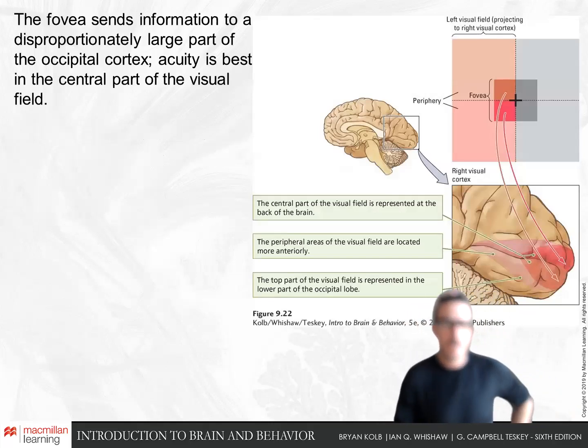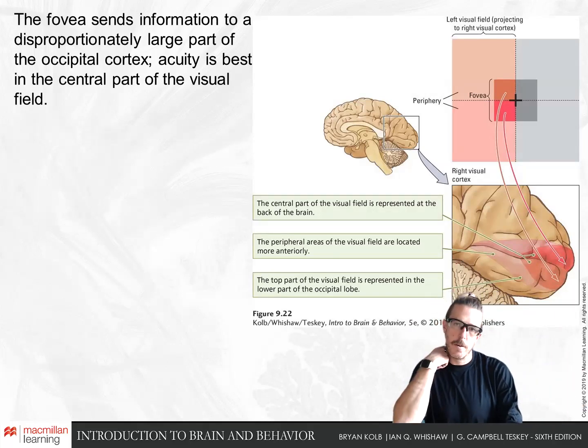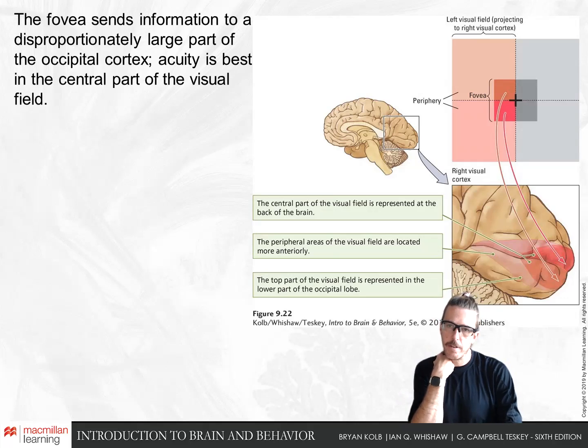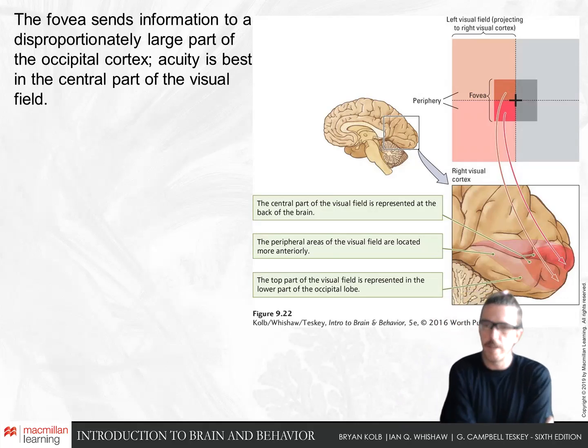As we saw, the fovea sends information to a disproportionately large part of the occipital cortex because of the high acuity and number of cells there. So this small section of our visual field above and to the left of where we're looking has this large section of the primary visual cortex dedicated to processing, whereas this peripheral area, which is much larger in our visual field, has a smaller section of the cortex because it has fewer cells synapsing onto fewer cells there.